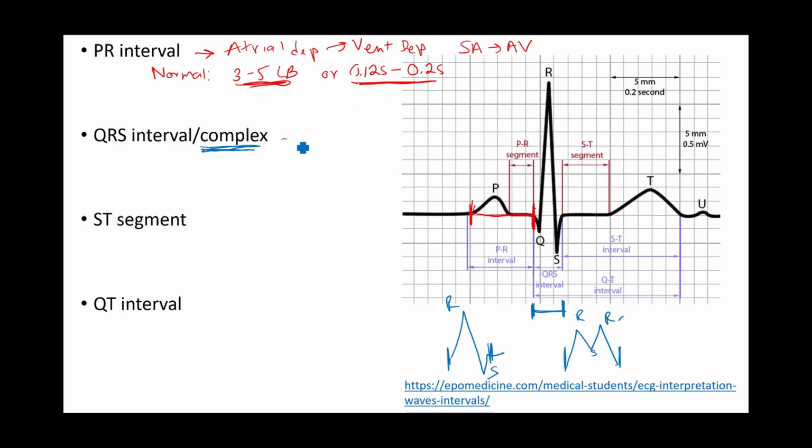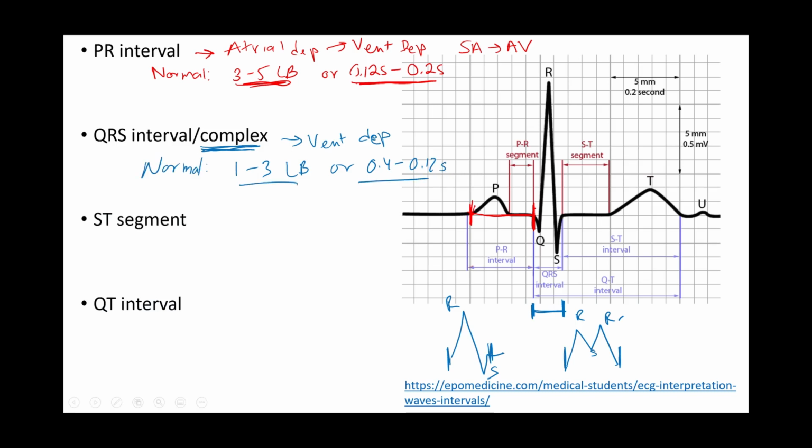As we already know, this represents ventricular depolarization. And a normal QRS complex is between 1 to 3 little boxes. In other words, from 0.04 to 0.12 seconds.